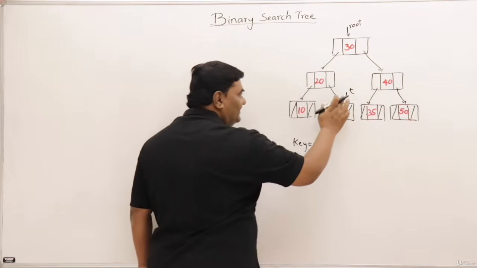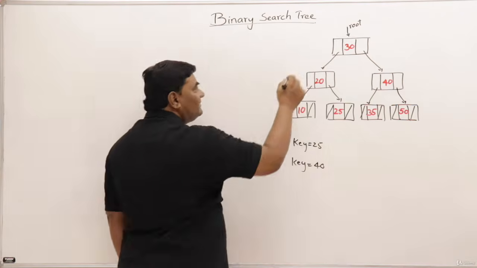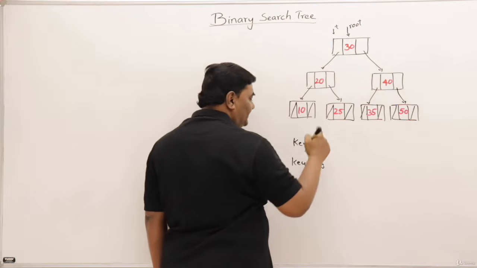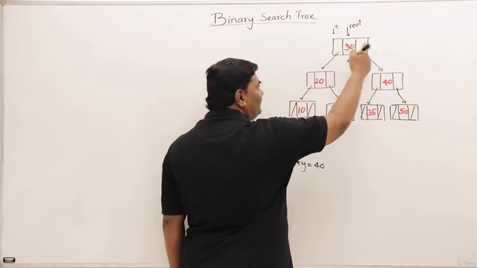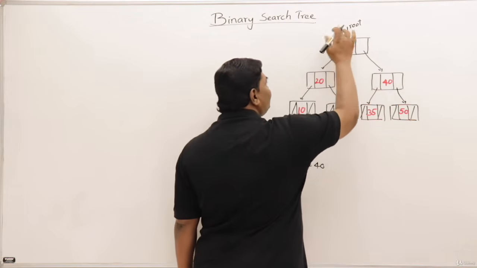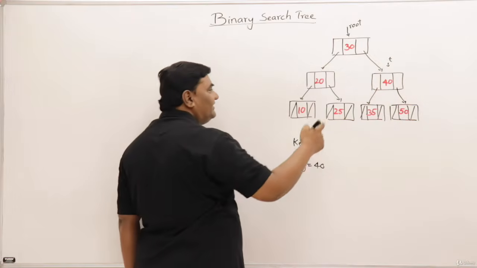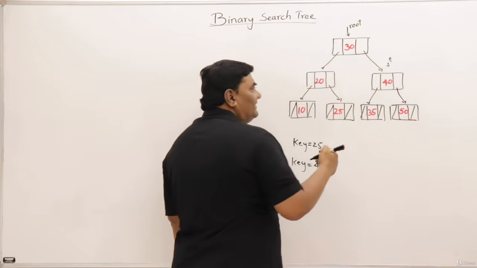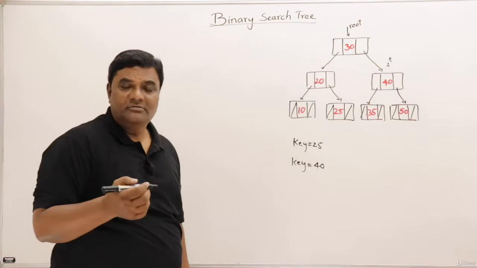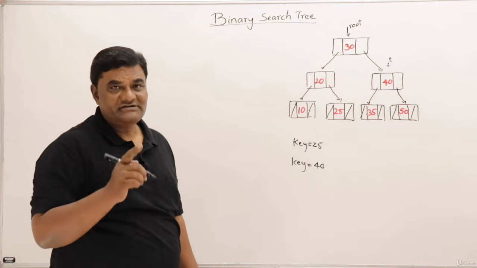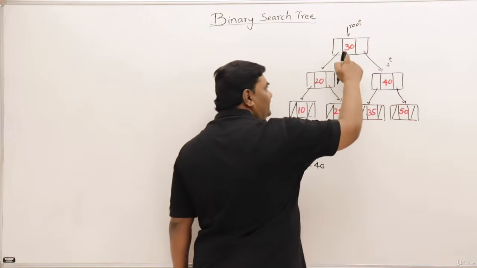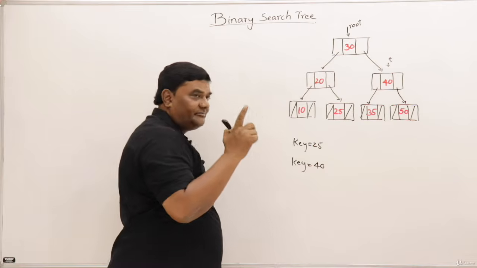Now I'll take one more key element. Key is 40. Start from the root. Now start the procedure. Compare data with the key. Key is greater than this data. Move t to the right side. Then again repeat. Compare key with the data. Key is equal, matching, element found. In how many comparisons did we find it? Just 2 comparisons. So it means if I am searching for 30, I will get it in just 1 comparison.